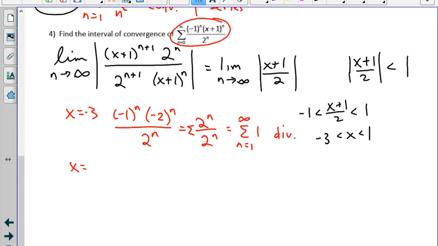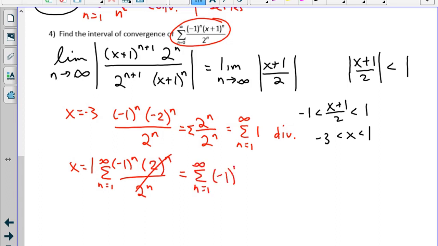If I have x equals 1, then what I have is -1, the sum from n equals 1 to infinity of -1 to the n times 2 to the n over 2 to the n, and these end up canceling. I get the sum from n equals 1 to infinity of -1 to the n. That diverges by the nth term test because the nth term does not go to 0. So that means that the endpoints both diverge, and -3 to 1 is my interval of convergence, and my radius of convergence is 2.